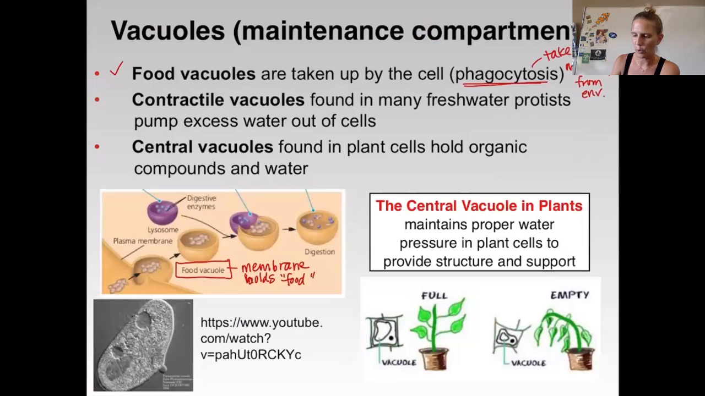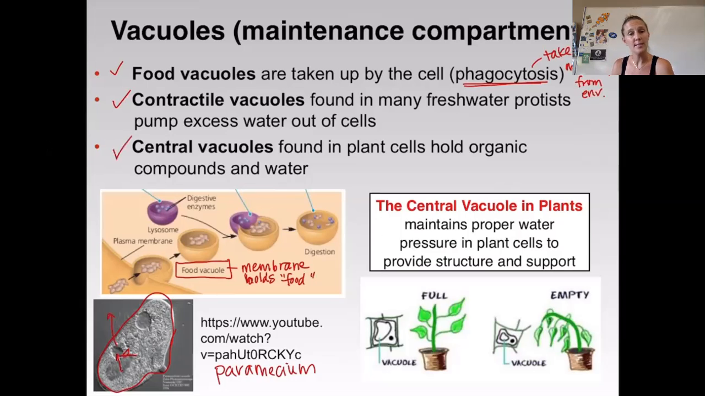You can also have what are called contractile vacuoles, and this is found in many different freshwater single-celled organisms. So down here is a paramecium, and the paramecium, this little guy here, has a contractile vacuole that can pump out excess water. So it kind of contracts, and then it squirts water out. And I can show you that movie in class.